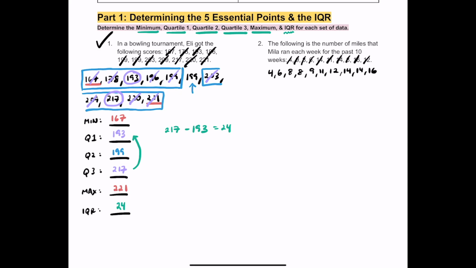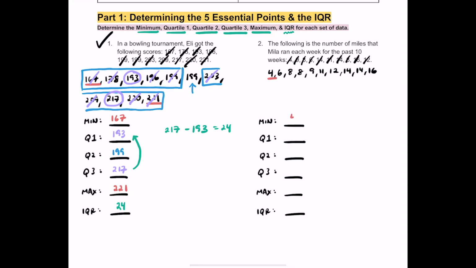Okay, cool. So I got a little shortcut. Just copy and paste that. Okay, so let's find the minimum first. So the minimum is going to be 4. It's pretty easy. The maximum is 16. That's the most amount of miles she ran in a week.